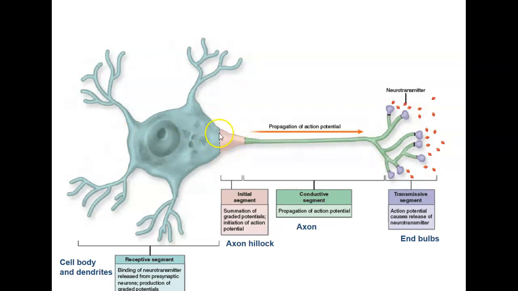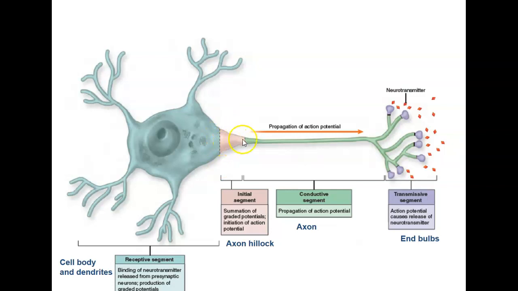Next is the initial segment, and this occurs at the axon hillock. That was part of the axon you learned, the very beginning part. And this is where the graded potentials that are occurring in the dendrites and the cell body will be summated or added together. And if they reach threshold, we end up with an action potential initiating here.